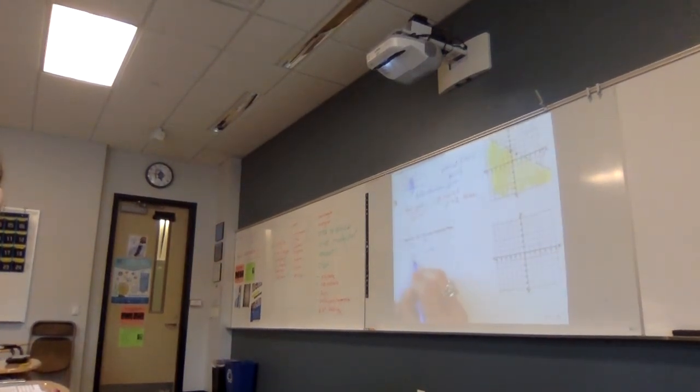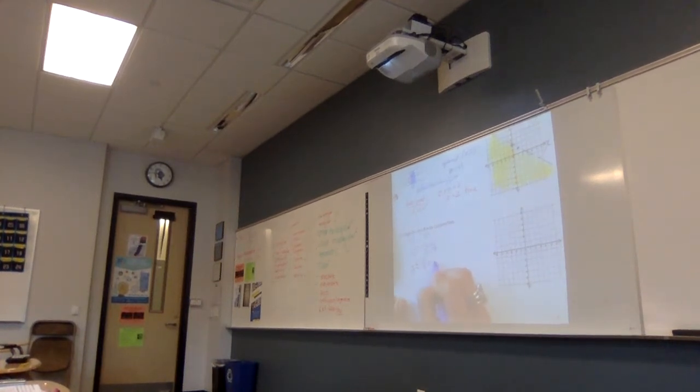Divide every term by negative 3. Ooh, divided by negative 3. What do I have to do? Change the direction of the inequality. So I have y is less than or equal to 2/3 x minus 2. There's the inequality, slope-intercept form.